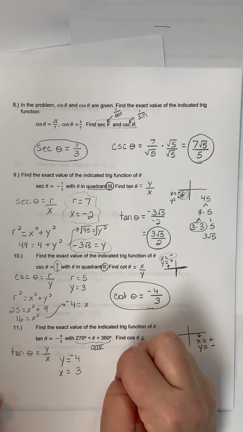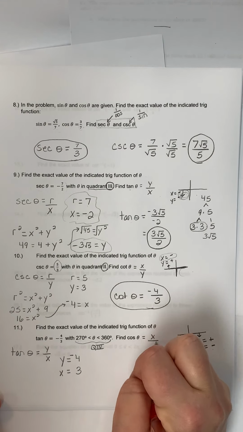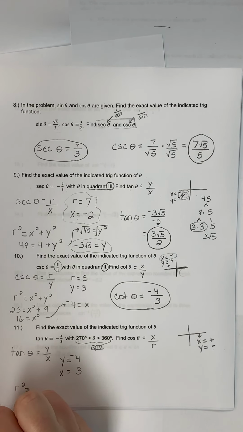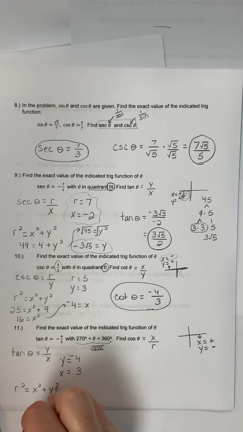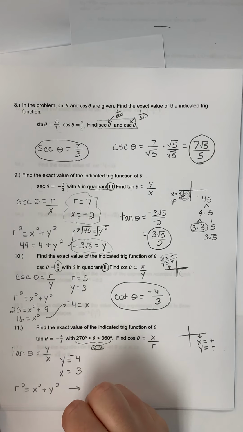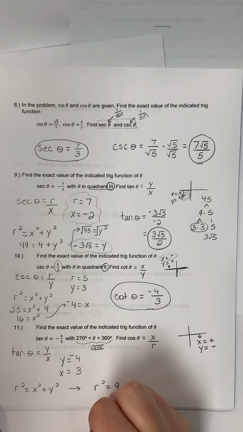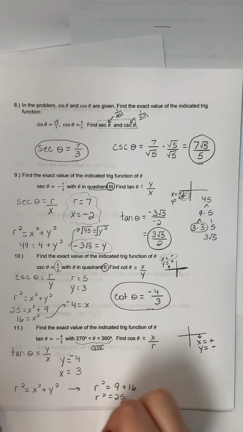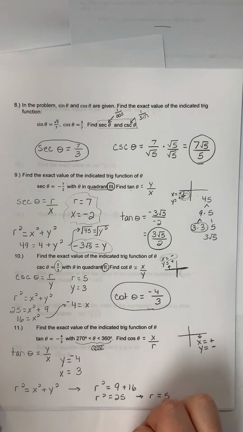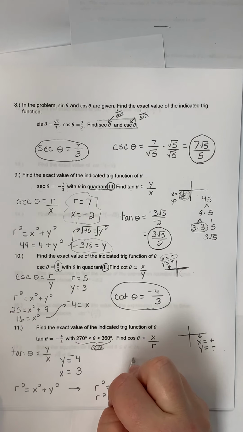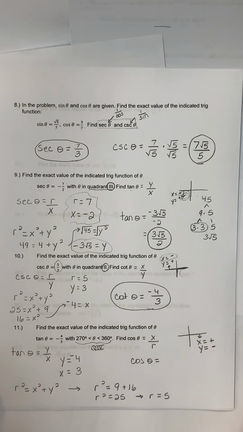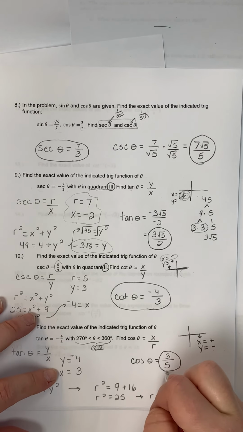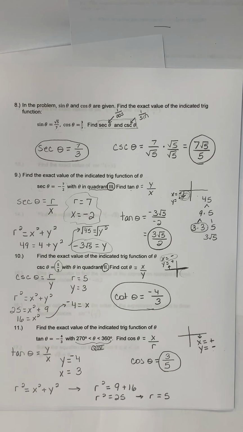Okay. Now we want to find cosine. That's x over r. All right, I have x, but I do not have r. So here is Pythagorean theorem. All right, I'm going to square 3. I'm going to square negative 4. R squared is 25. That leaves us with r is 5. Remember, r is always positive. So cosine of theta is going to be x. X is positive 3 over r, which is positive 5. And there's my answer for cosine.